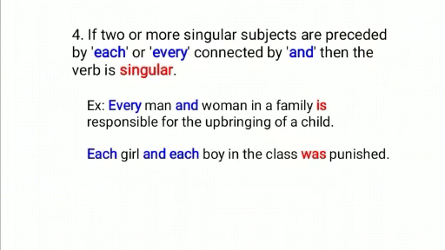Coming to the next rule. If two or more singular subjects are preceded by each or every, connected by and, then the verb is singular. Now two singular subjects being joined by each or every and also connected by and, then the verb will be singular because we are talking about one person at a time. Every man and woman in a family is responsible for the upbringing of a child. One more example, each girl and each boy in the class was punished. Is and was are the singular verbs for the sentences.